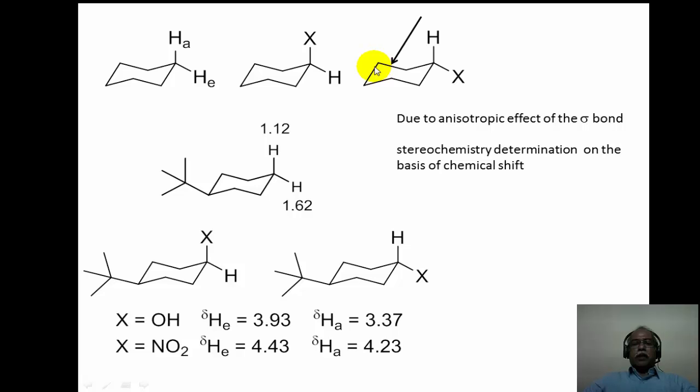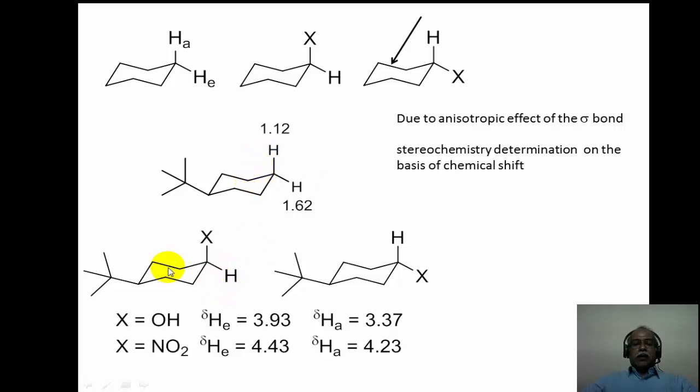The equatorial hydrogen is always at a higher delta value compared to the axial hydrogen because of the anisotropy of this particular carbon-carbon bond. This is easily reflected in the spectrum of tertiary butyl cyclohexane, for example. Tertiary butyl cyclohexane does not undergo the chair-to-chair interconversion. Therefore, the axial hydrogen and the equatorial hydrogen are fixed in their positions, and NMR can very clearly tell the difference between these two hydrogens. The equatorial hydrogen appears at 1.62 ppm, whereas the axial hydrogen appears at 1.12 ppm.